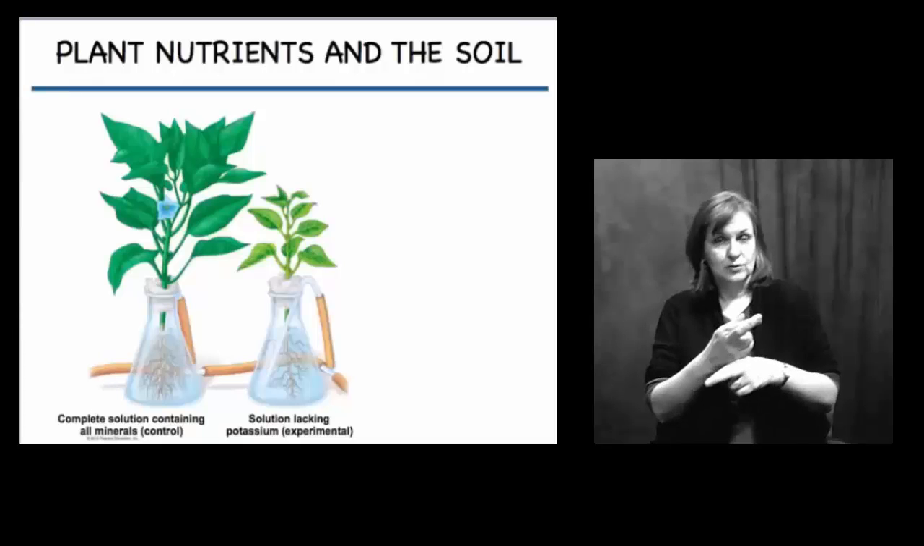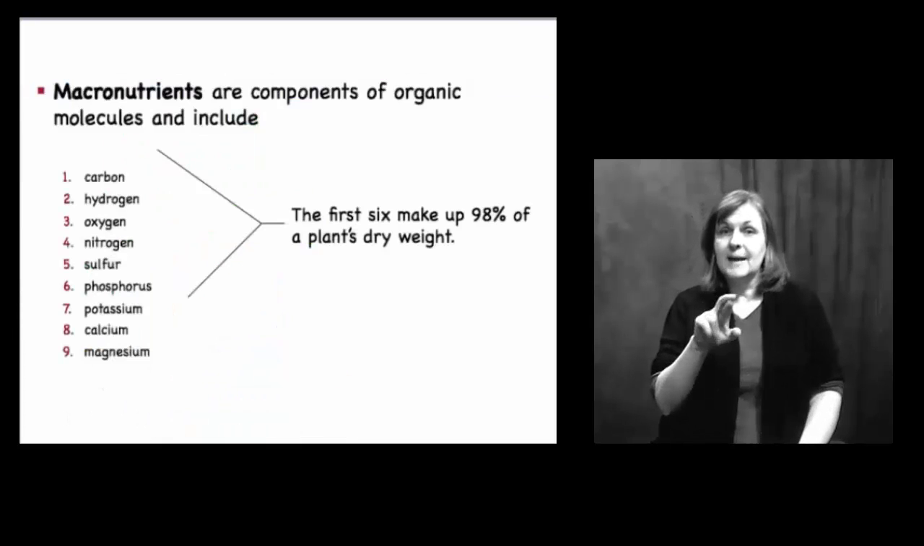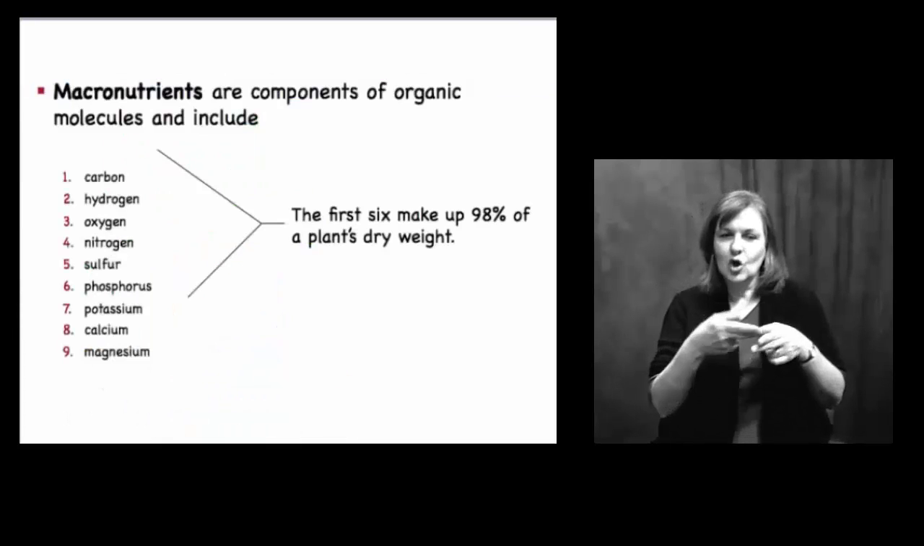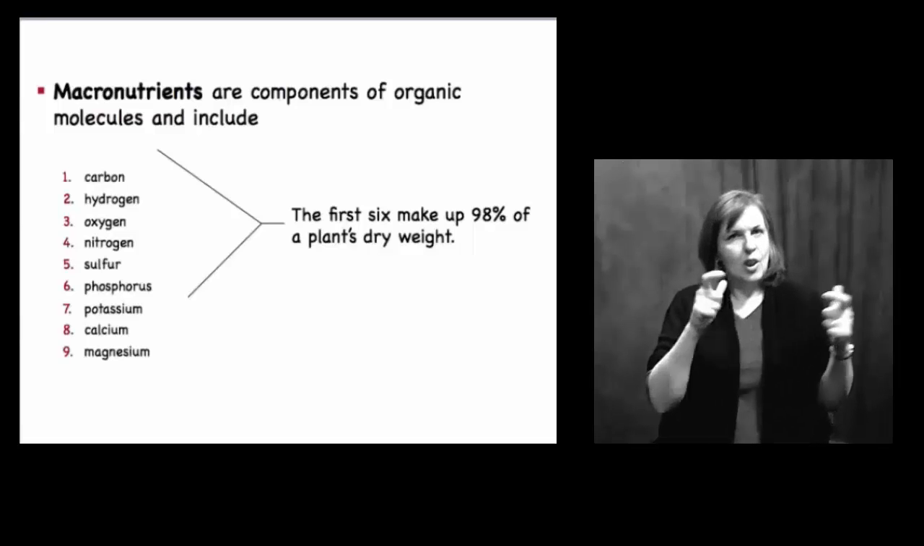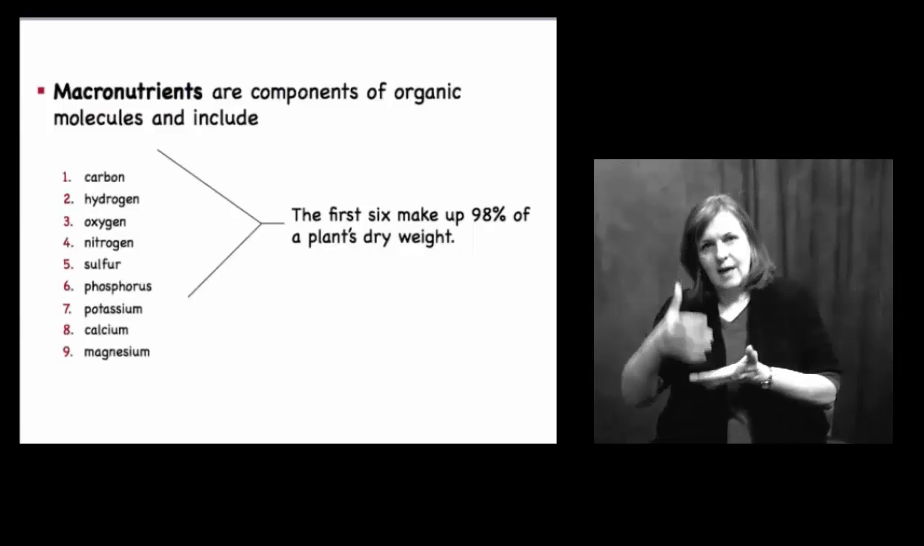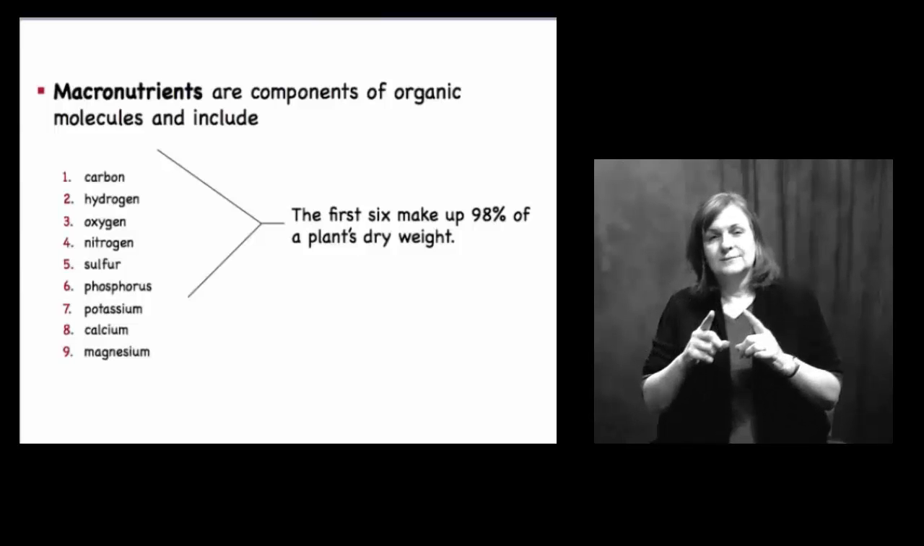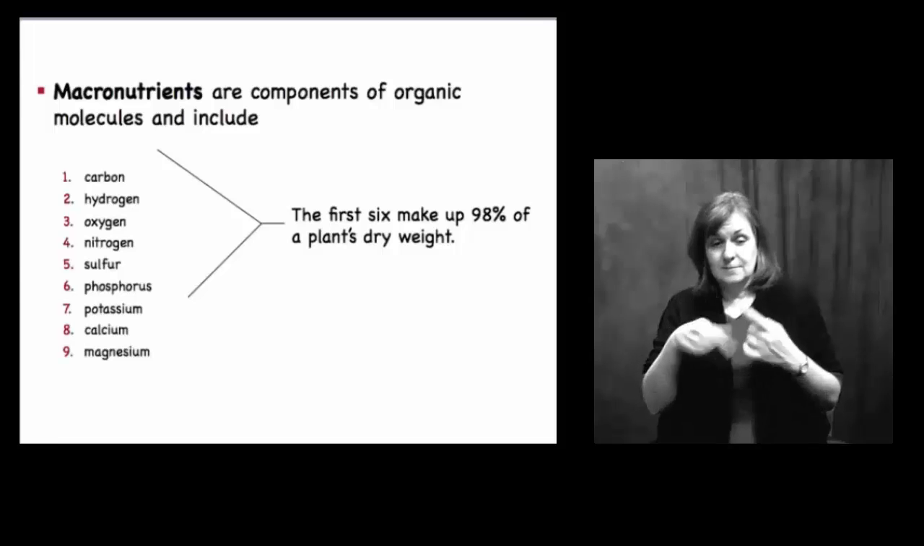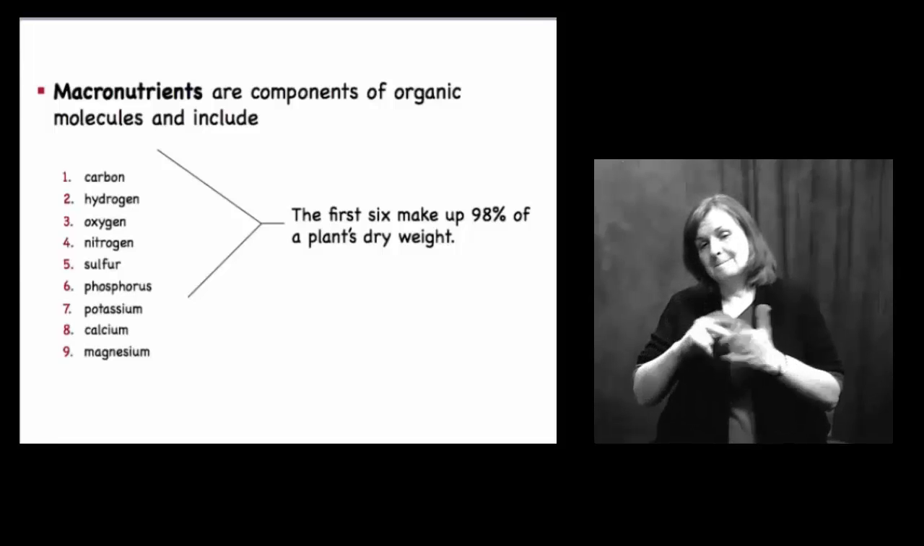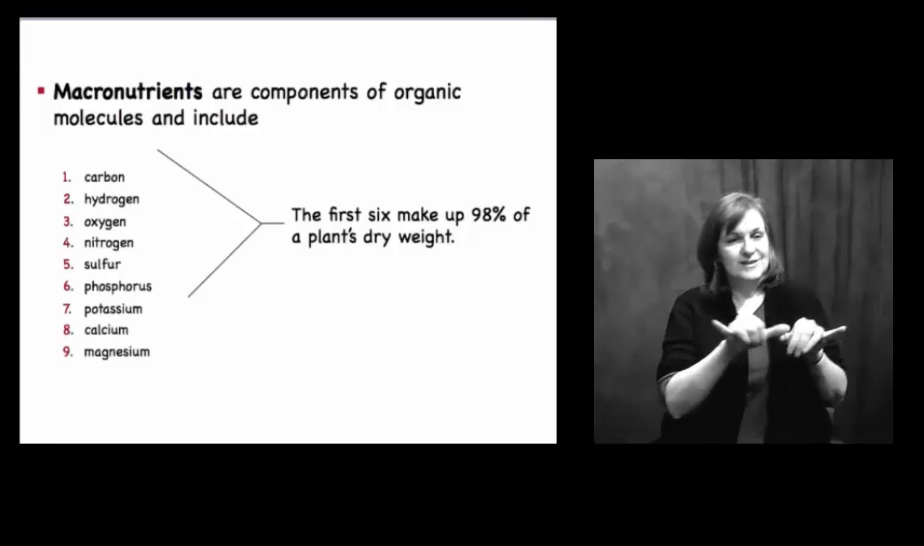There are 9 what we call macronutrients. These are not macro because they are large. These are macro because they need a lot of them in the plants. I know this is counterintuitive to some of you, but we need to think about macro in this case as being a large amount and not a large molecule.